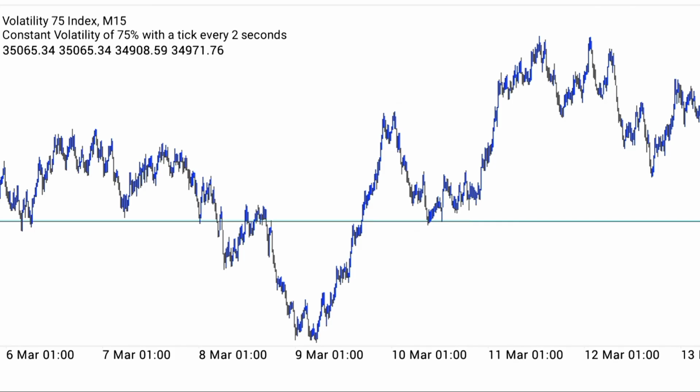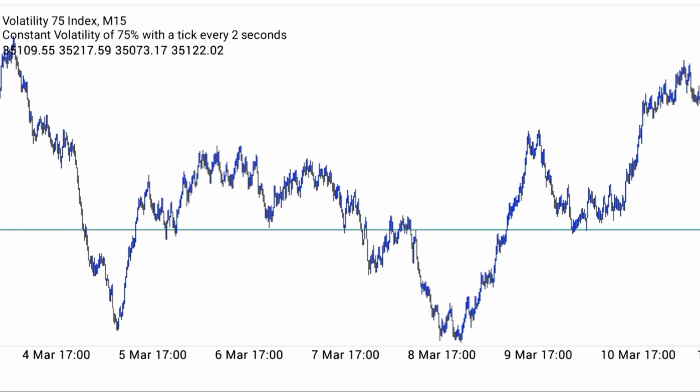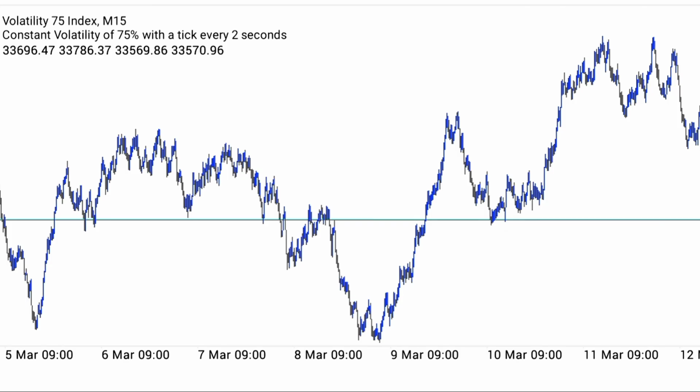Deriv is a broker that offers these synthetic indices as their own assets. That means you cannot find these indices on any other broker apart from Deriv. So these indices are not like GBP USD, these currency pairs that you can find anywhere. These indices are only found on Deriv, and there are lots of them. Why should you choose Deriv synthetic indices?